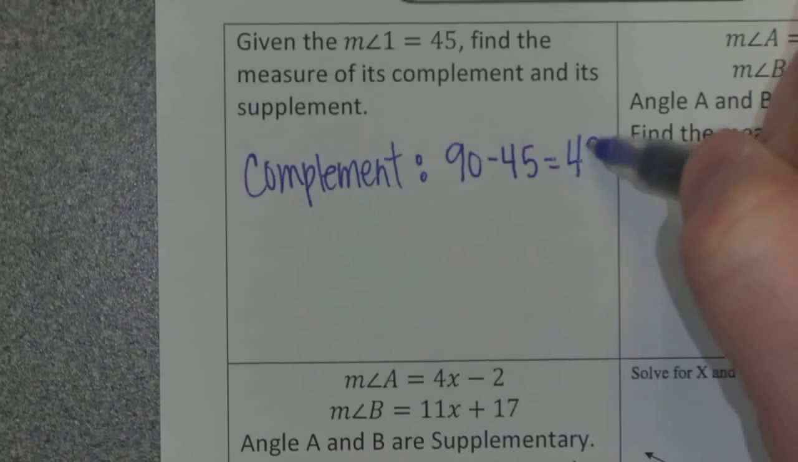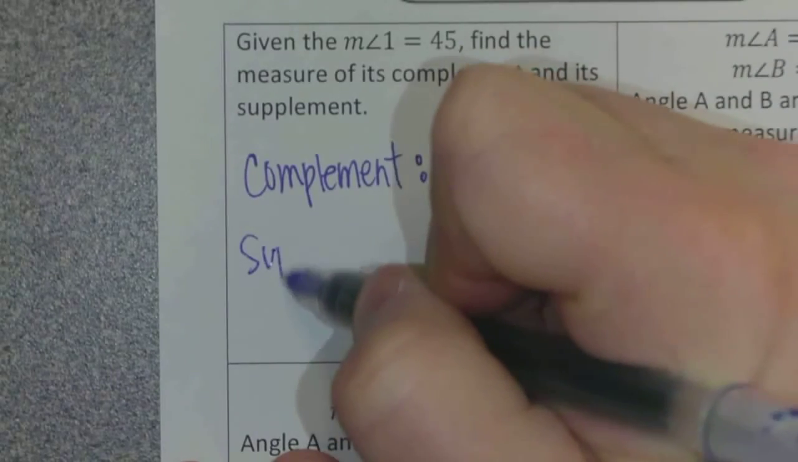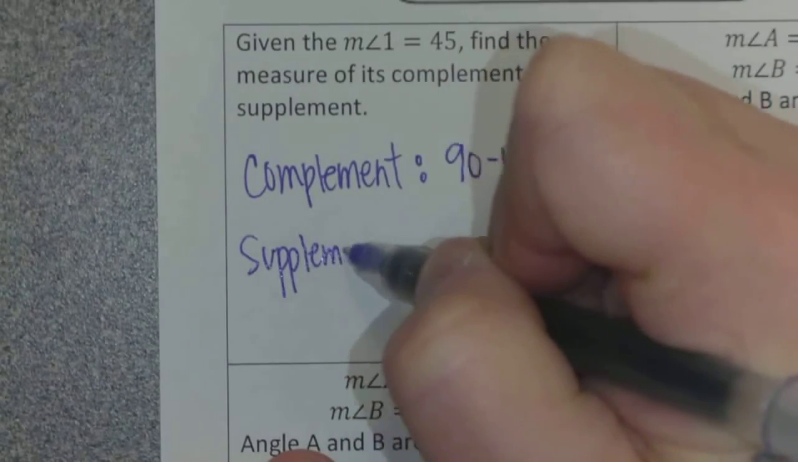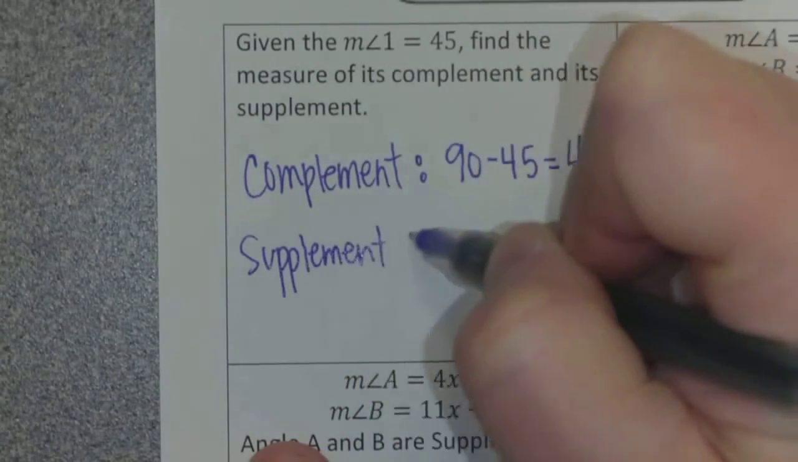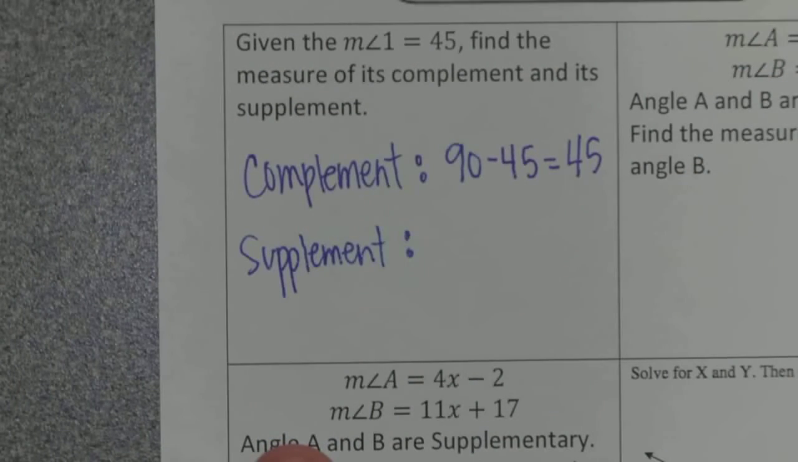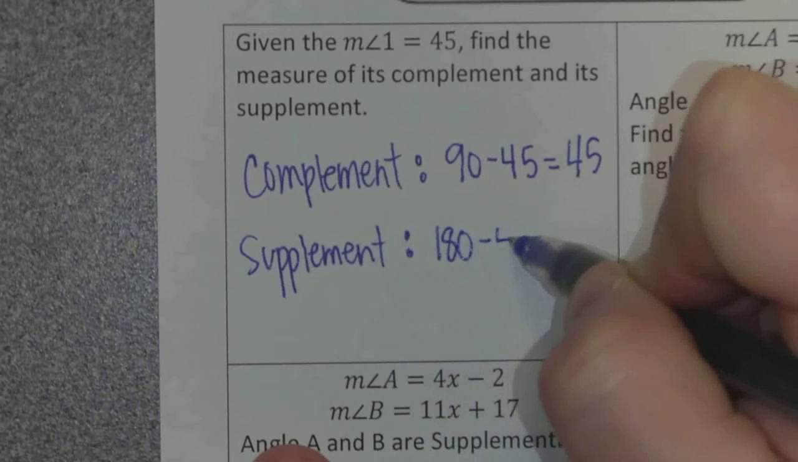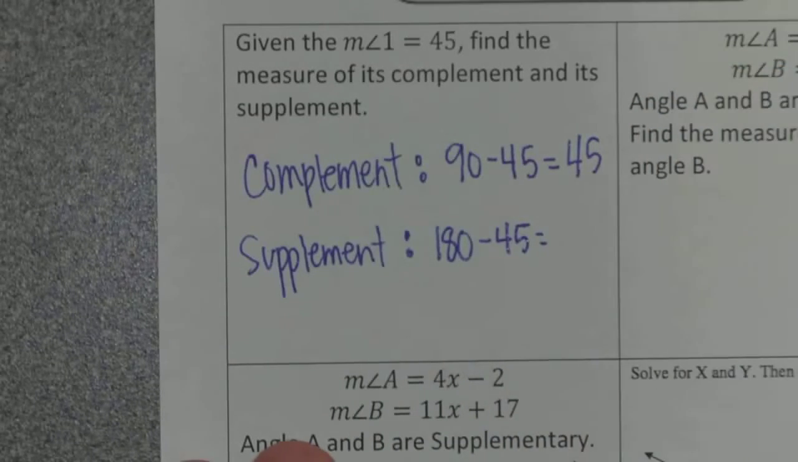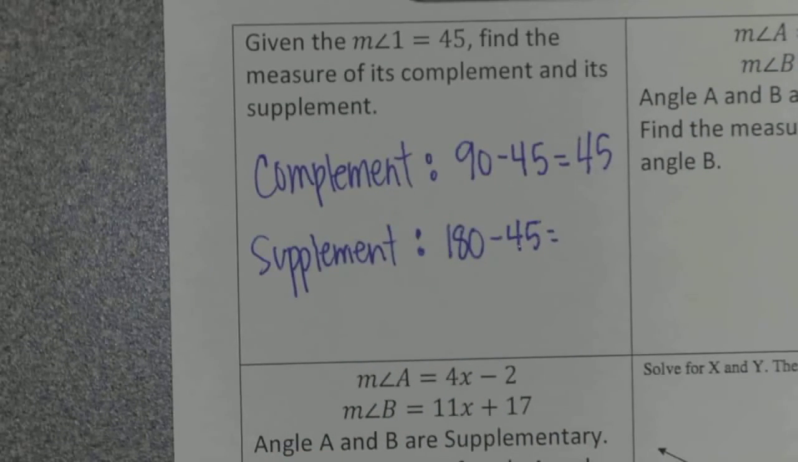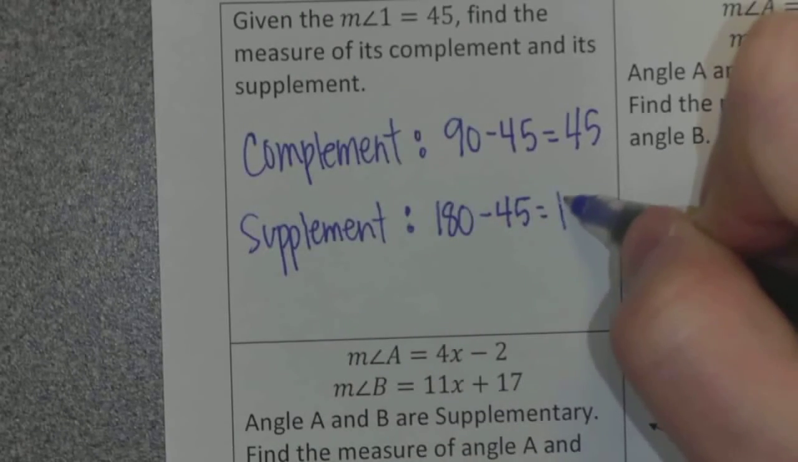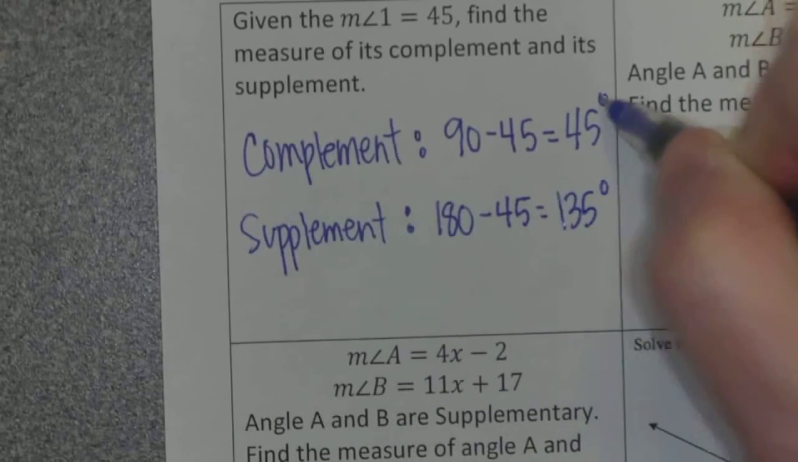45. Yep, you're right. Then in the same problem here, it asked me to find its supplement. The supplements add up to 180. So I would do 180 minus the original, which is 45. And when you do that, you find its supplementary angle. And what do you get when you do that? 135. Nice, thank you. Nice job today.